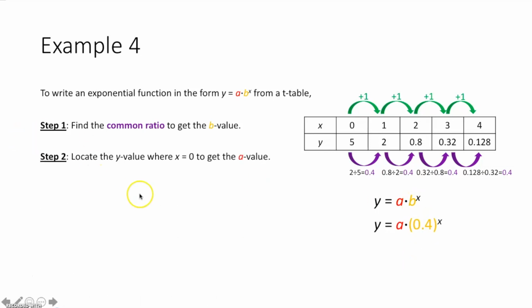Next, what we can do is find our a value by just finding the y value that goes with x equals 0. So we go x equals 0, there it is. What's the y value that goes with that? That's 5. So that's going to be our a value. So you take that, plug it in there, and that is going to be your given exponential function that is modeled by this t-table. Sweet.